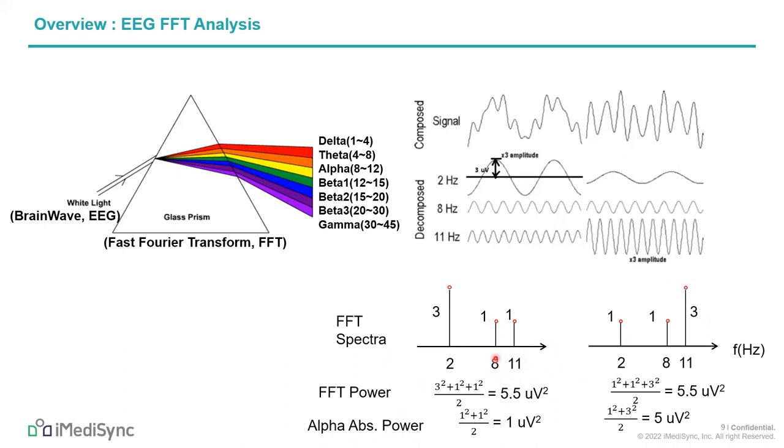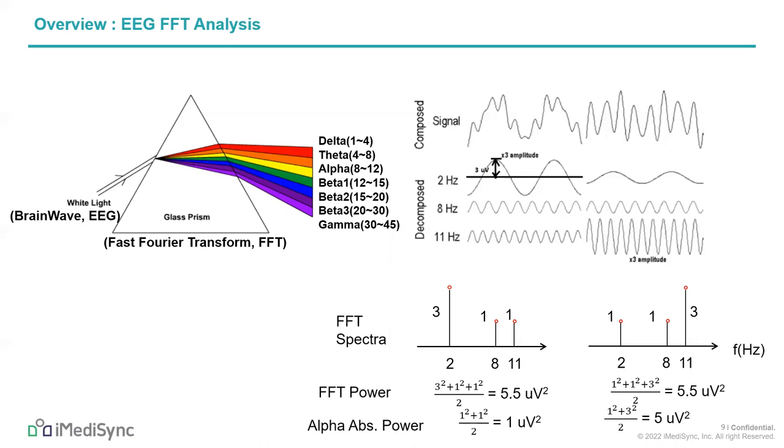The alpha power is the summation of 1 square plus 1 square in this case, and in this case, 1 square plus 3 square. The alpha absolute power is 1 microvolt square in this case and 5 microvolt square in this case. We can also define the alpha relative power. Alpha relative power is defined by alpha absolute power divided by the total FFT power. If we understand this concept, we can understand half of the QEEG space using this kind of simple methodology.